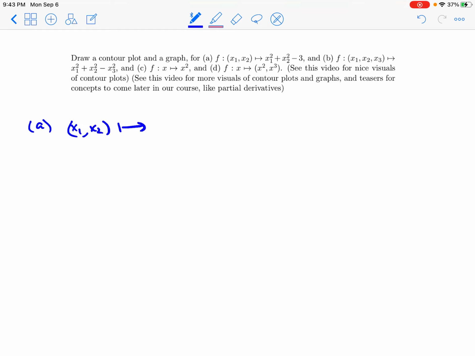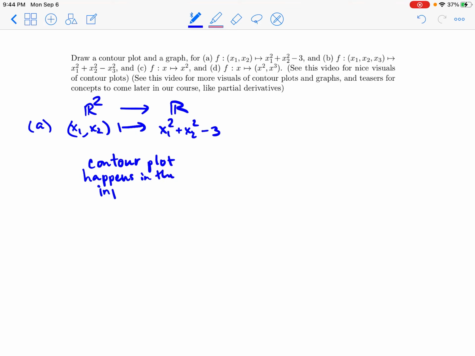I'm just going to copy it, x1, x2, maps to x1 squared plus x2 squared minus 3. So this is just a real number built out of two real numbers. And so what's the contour plot? The contour plot happens in the input space. In the input space. So that's R2 in this case. So let me draw some axes for R2.